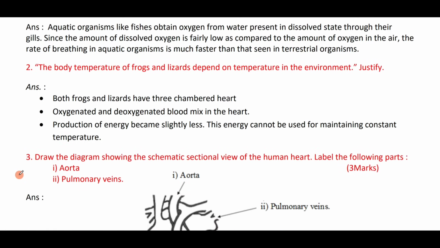The body temperature of frogs and lizards depends on the temperature in the environment, because both frogs and lizards have a three-chambered heart. The reptiles have a three-chambered heart. Oxygenated and deoxygenated blood mix in the heart. Therefore, production of energy becomes less. Therefore, the energy cannot be used to maintain a constant body temperature. Therefore, they depend on the temperature in the environment.